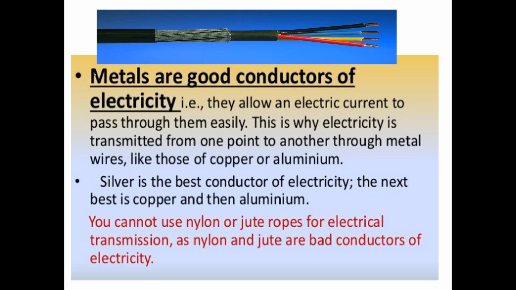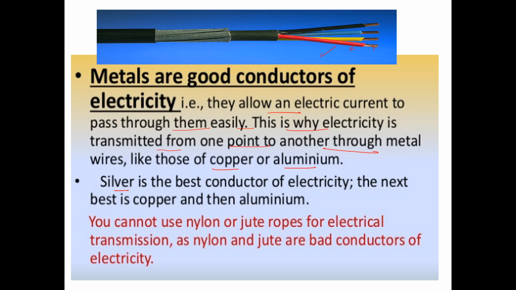Next, metals are good conductors of electricity. Such wires you might have seen in your home. These are metal wires covered, wrapped by insulator, plastic, PVC. Why? Because these are insulators. They prevent us from shocks. So metals allow electric current to pass through them easily. This is why electricity is transported from one point to another through wires like those of copper or aluminium.